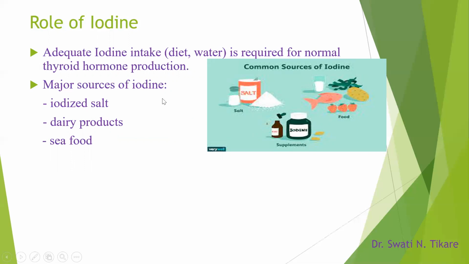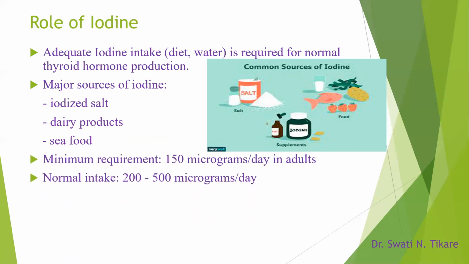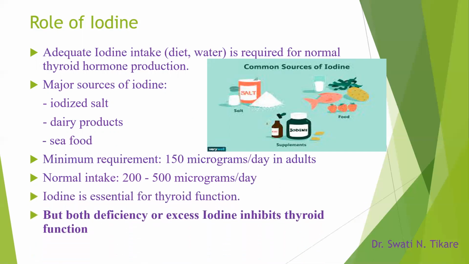So iodized salt is a major source of iodine for all of us, and dairy products and seafood are rich in iodine. The minimum requirement for proper thyroid hormone synthesis is 150 micrograms per day in an adult. With the use of iodized salt, our normal intake has increased to 200 to 500 micrograms per day at present. So the condition of deficiency has been reduced to a great extent.